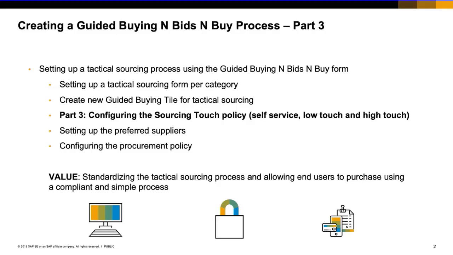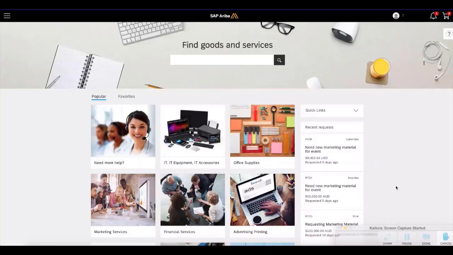Once we've done that, we'll discuss how to set up your preferred suppliers and then configuring the procurement policy based on your categories and commodities. The real value area is we're standardizing the tactical sourcing process.